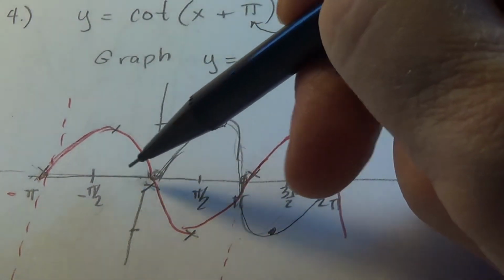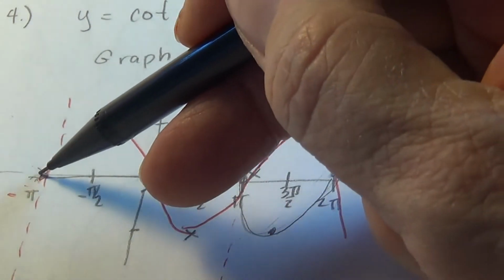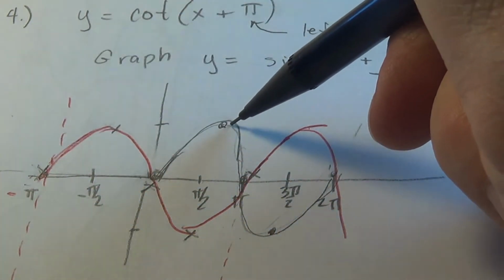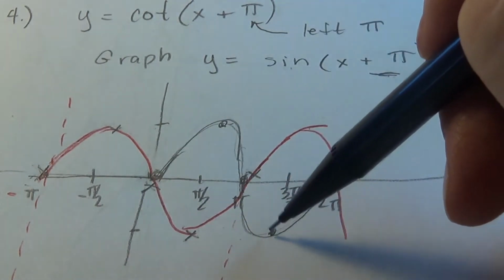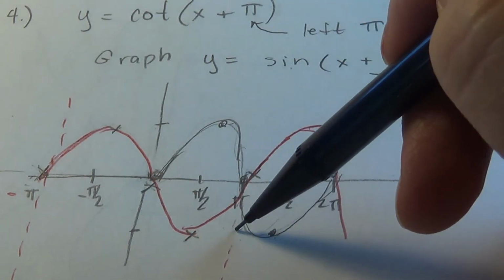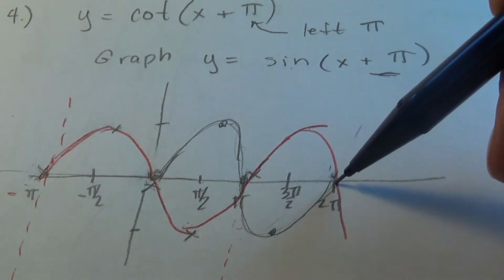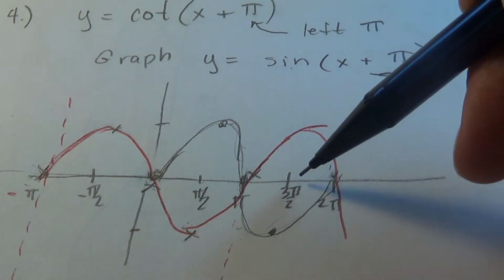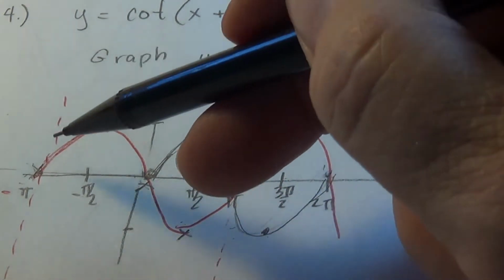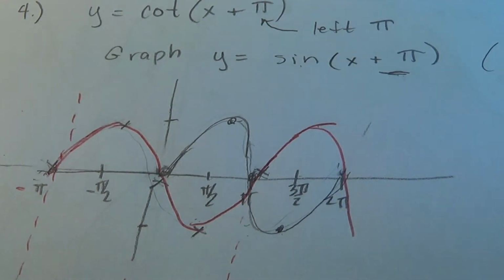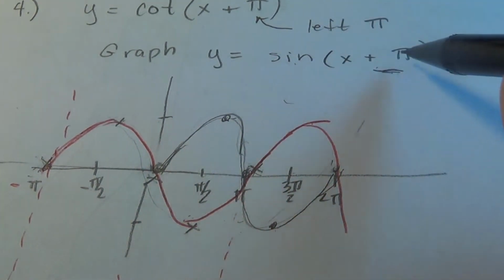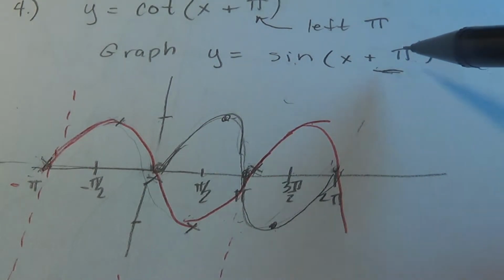So I took this spot and moved it back pi. I put a little x there, and this one went back, this one went back, and this one went back. So the little x's, I took the red and connected all the x's, and that is my sine of x plus pi. I need that to get the asymptotes.